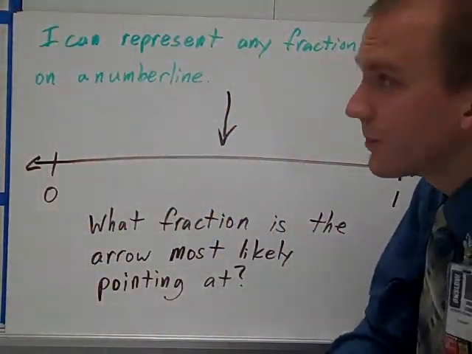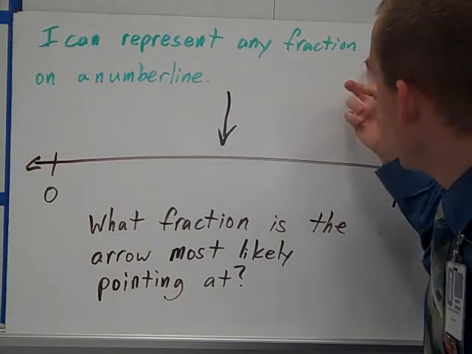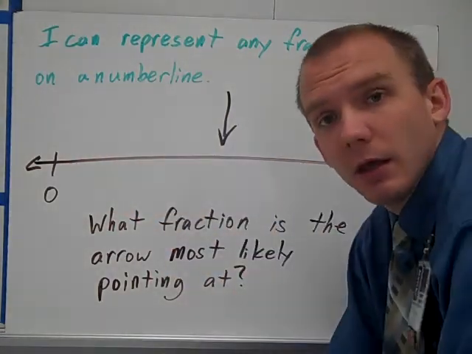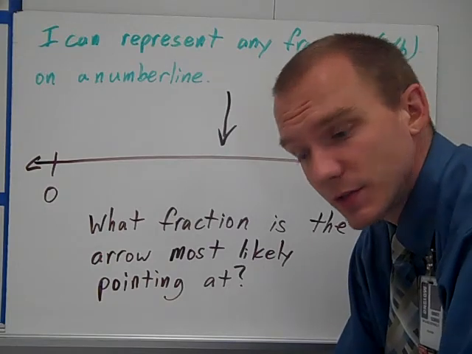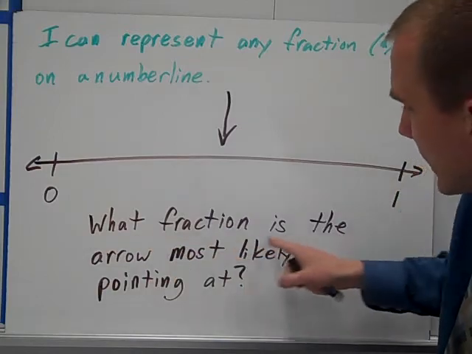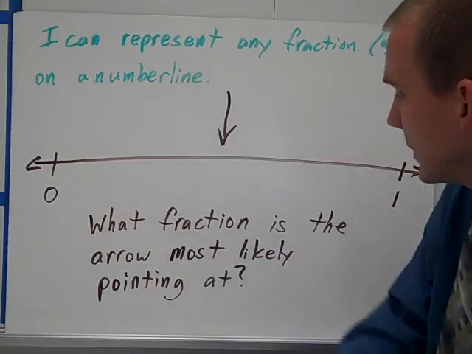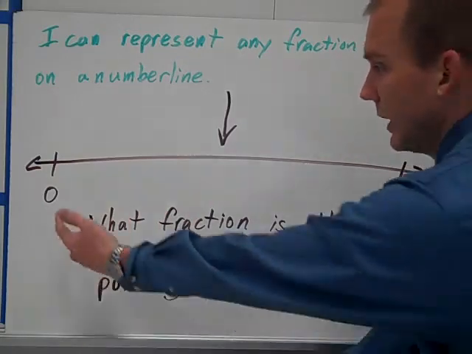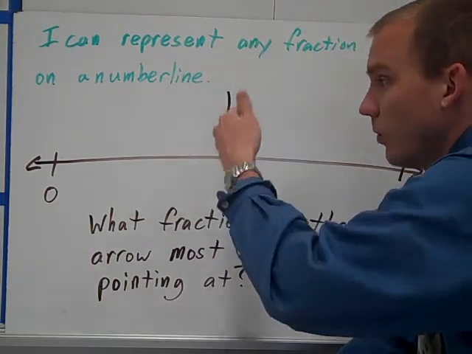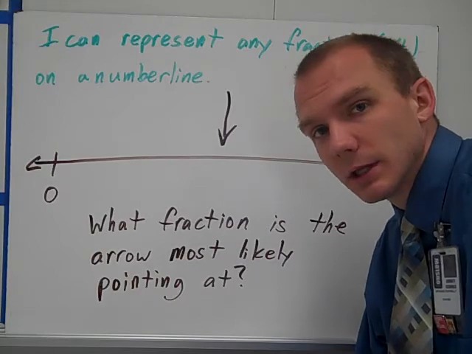Here's our learning target. I can represent any fraction a over b, numerator a, denominator b, on a number line. This one is not in the video, so that's your hint again. What fraction is the arrow most likely pointing at? So pretend you're drawing a number line from 0 to 1, and this arrow. What fraction is that most likely pointing at?